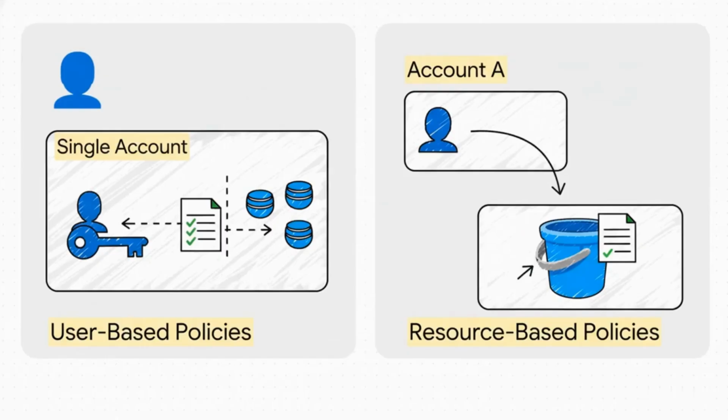Okay, let's switch gears and talk security. This is a big one. S3 gives you 2 main ways to control who gets to touch your data. The first is user-based policies. Think of this like giving a specific person a key. That key lets them open certain doors they're allowed to inside your AWS account.